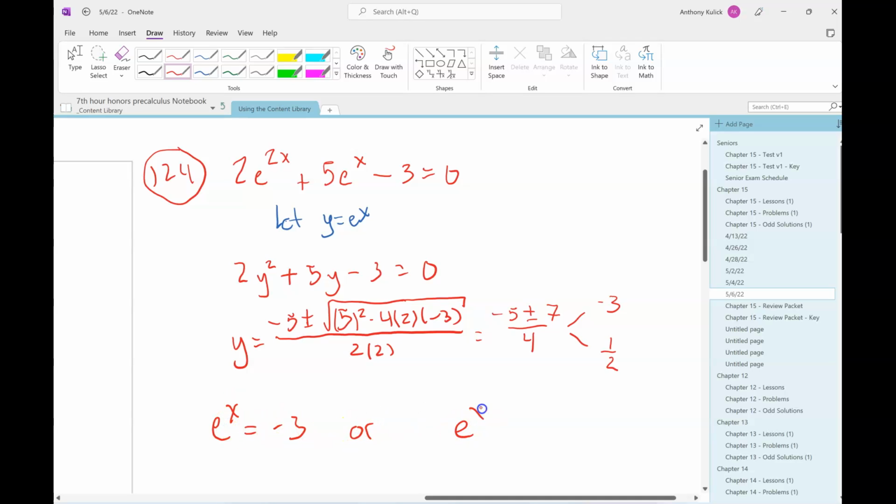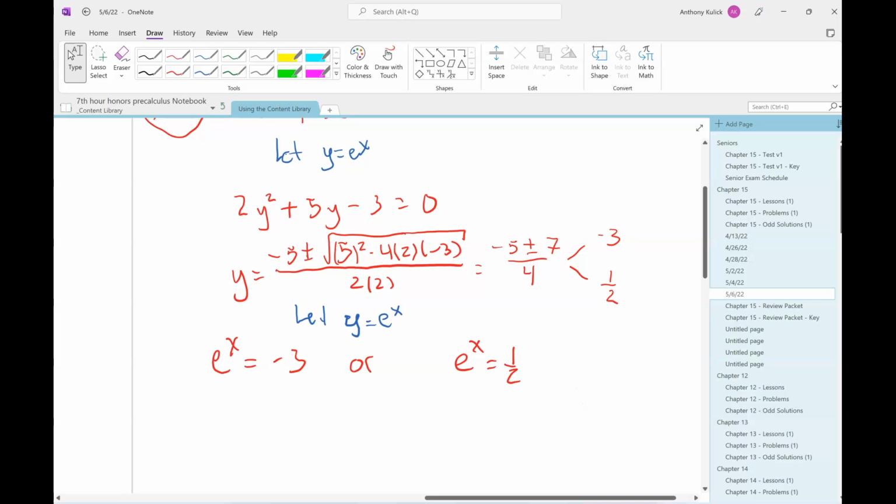But remember, we want to solve for x. So we'll go ahead and take those solutions for y and substitute back in for e^x. So I just have 2 little dinky exponential equations to solve. To solve an exponential equation, we need to use a logarithm. The logarithm I would use in this case is log base e, also known as the natural log.